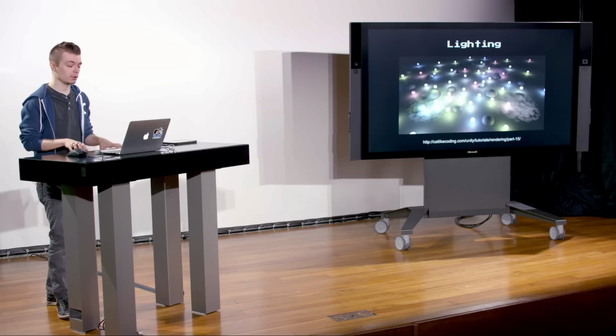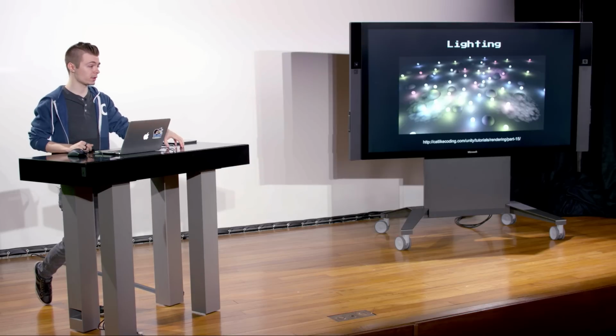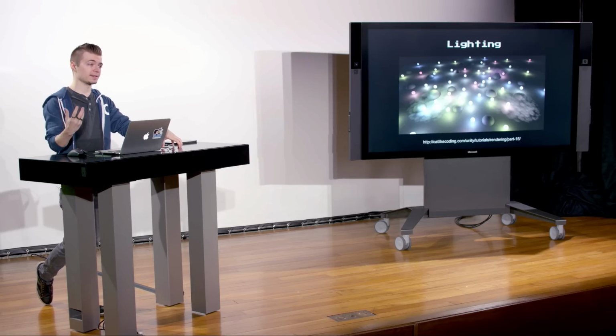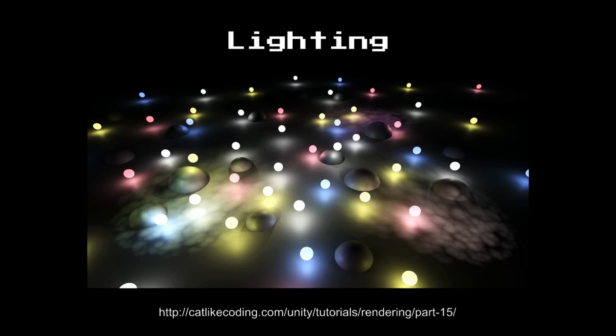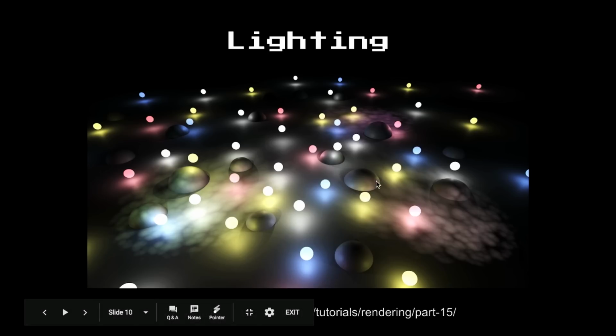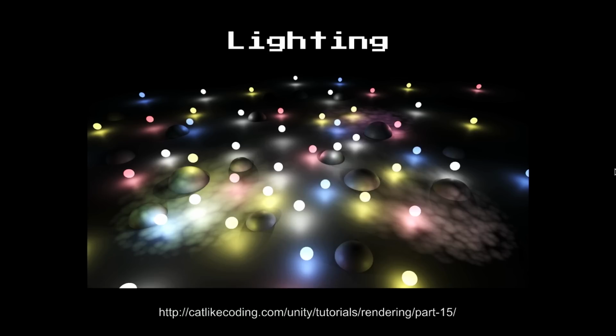All right. So we're going to take a look now at lighting. Materials are one part of the equation. That defines how things should look when light hits them. But we also need light itself in our scene to illuminate things. This is taken from another article on Cat Like Coding on rendering. This is a scene with a lot of lights, a lot of glowing, emissive lights. And there's a lot more going on here.